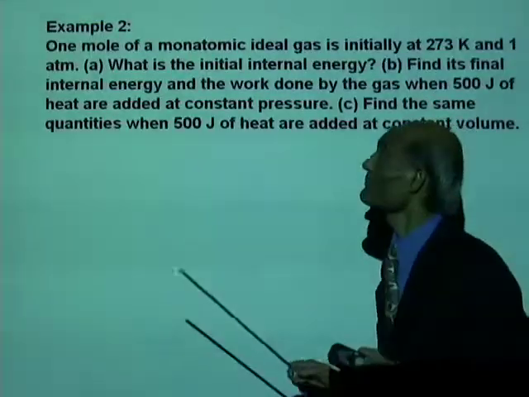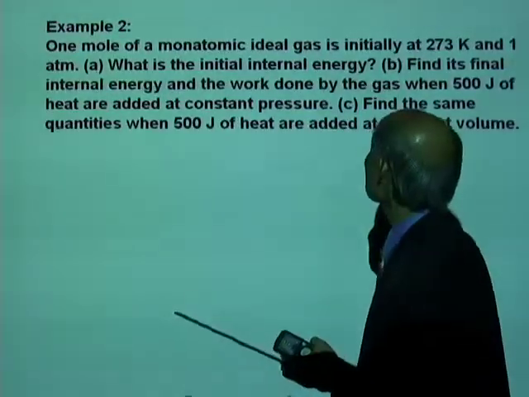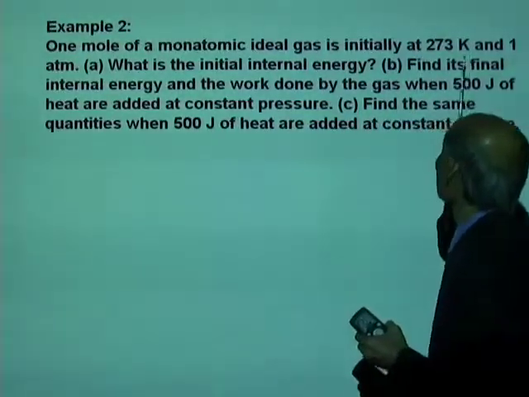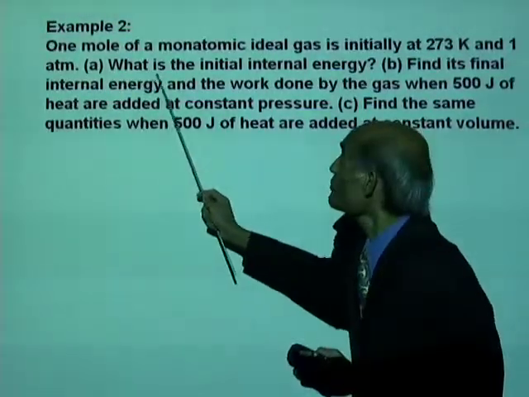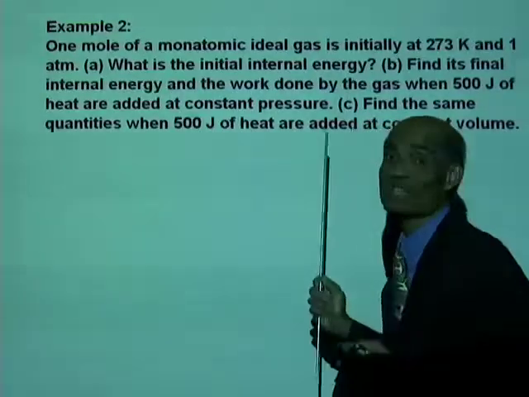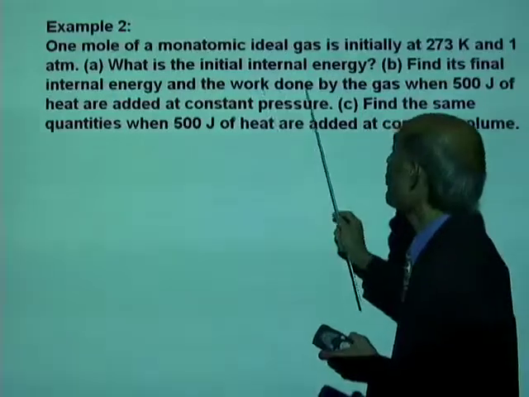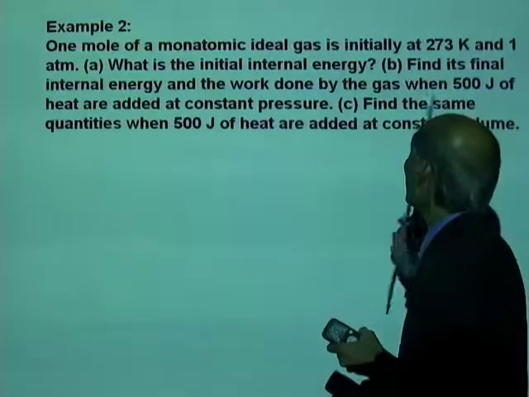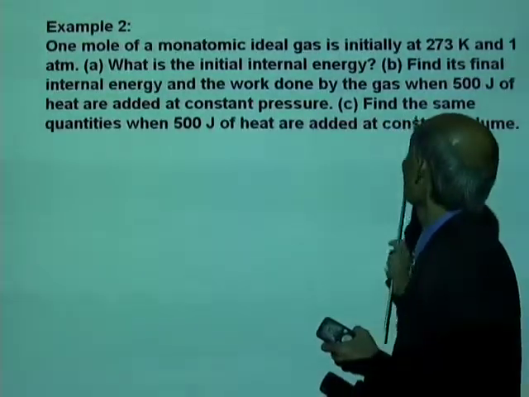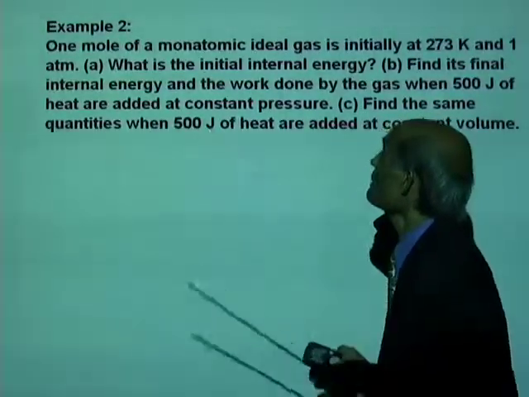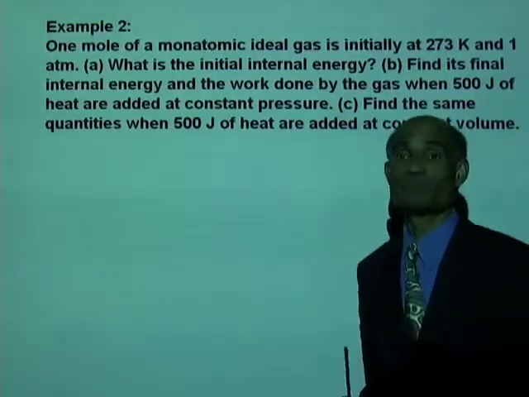Let's do another one. One mole of a monoatomic ideal gas is initially at 273 Kelvin and 1 atmosphere of pressure. What is the initial internal energy? Find its final internal energy and the work done when 500 joules of heat are added at constant pressure. Find the same quantities when 500 joules of heat are added at constant volume.